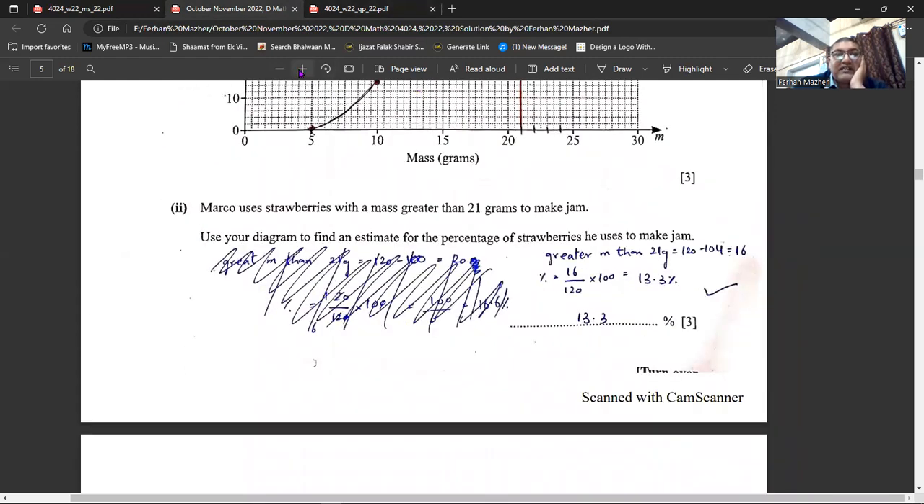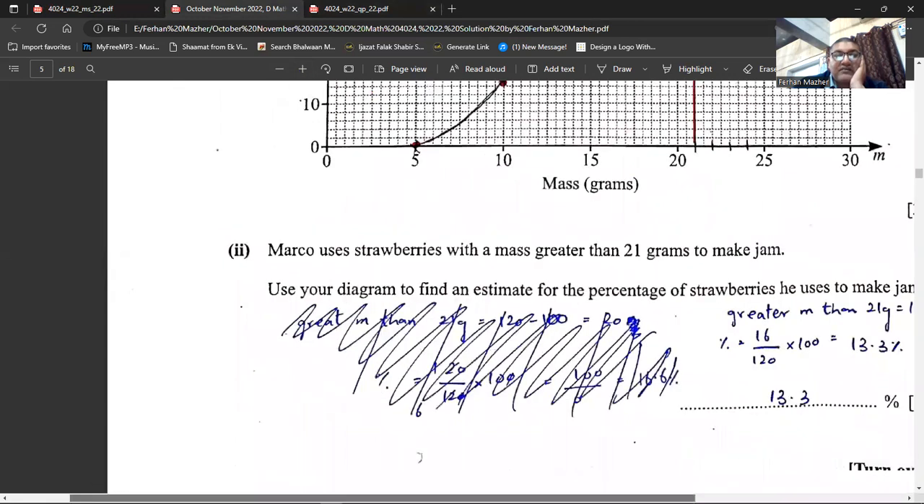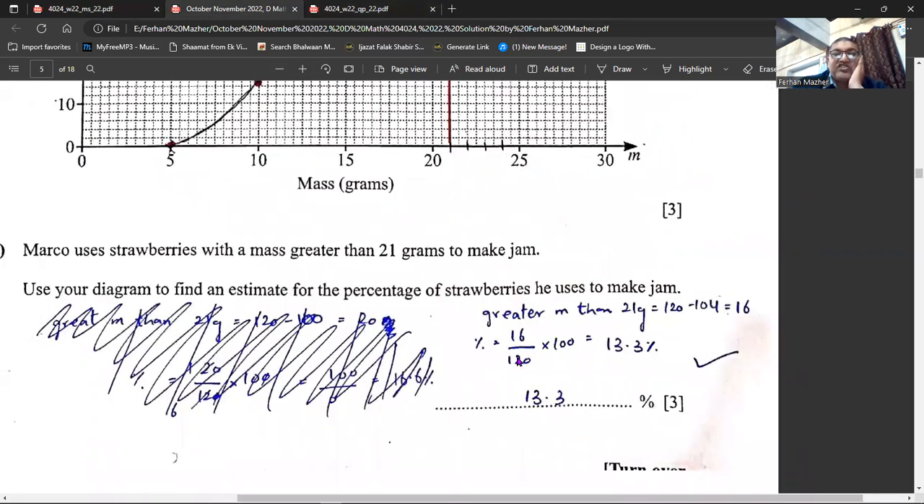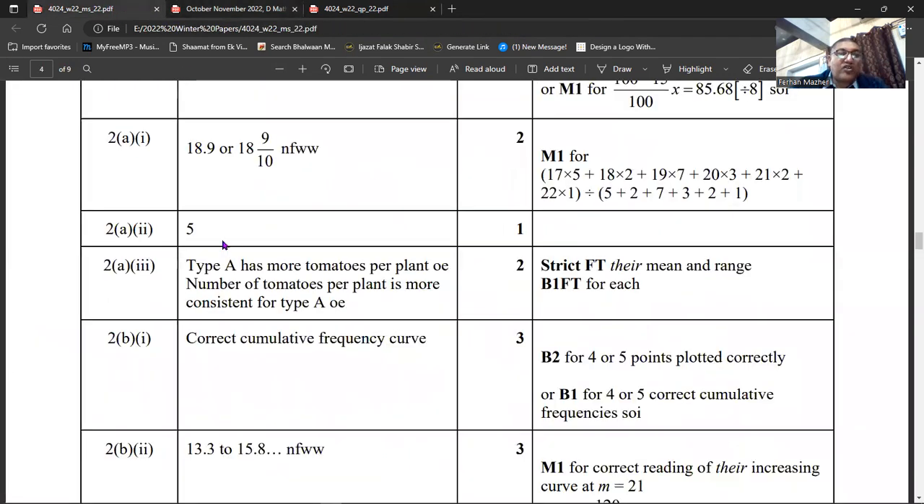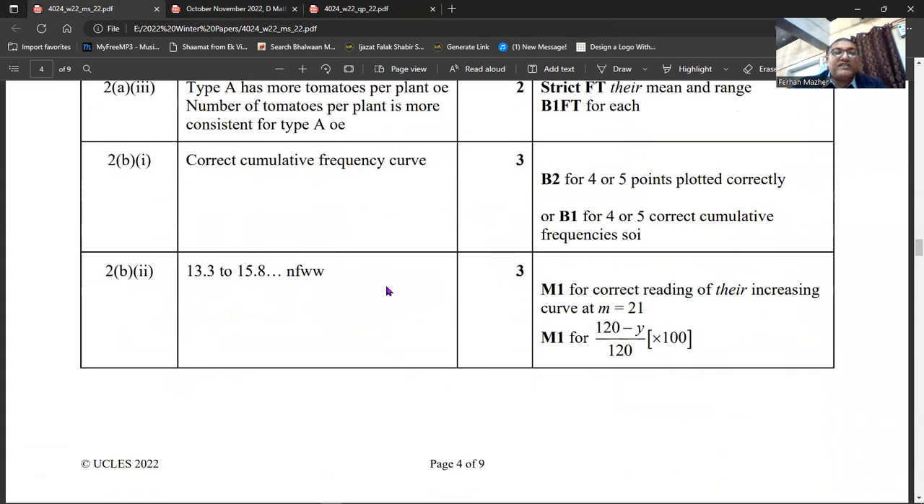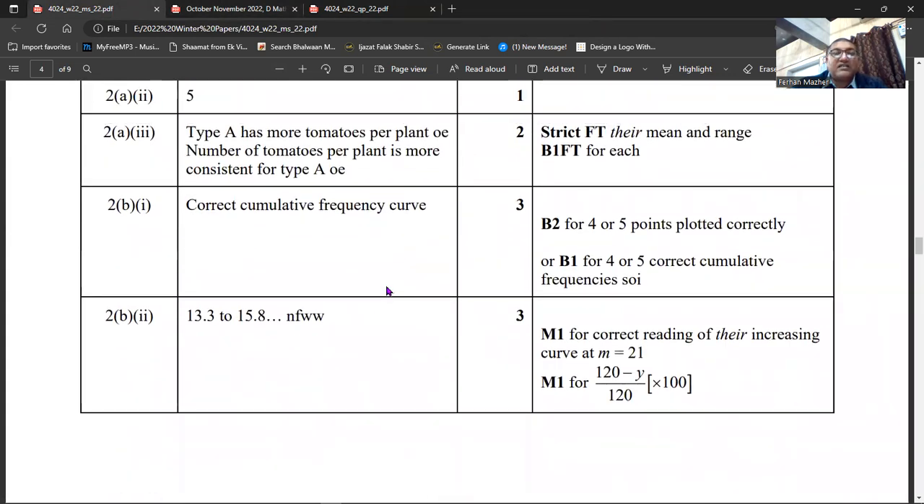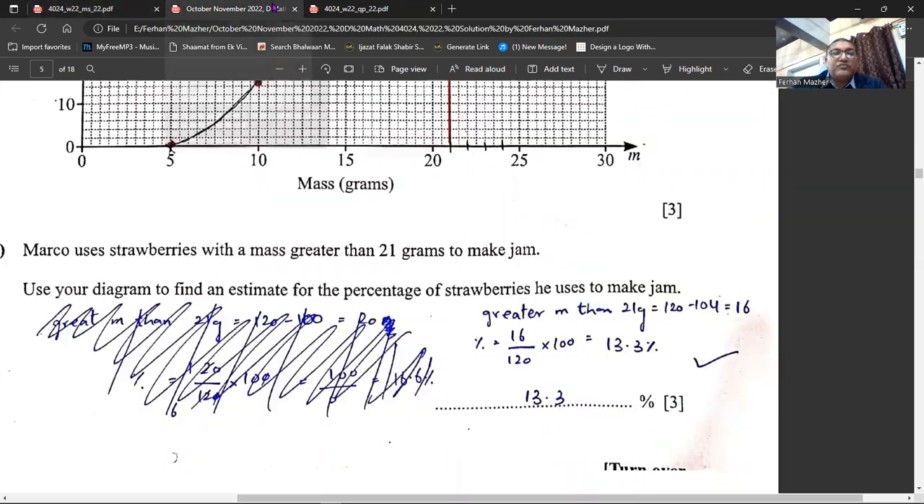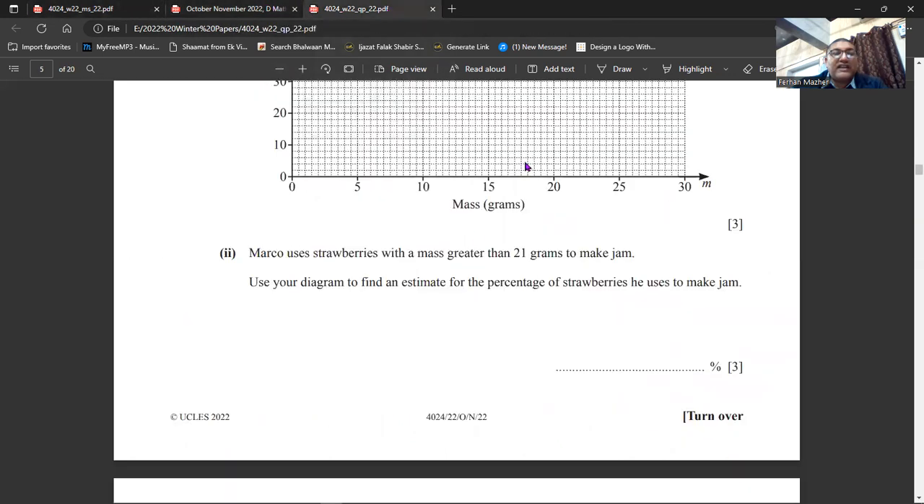So here I have written that. So it will be 16. The total strawberries are 120. So 16 by 120 multiply 100, and that will be 13.3%. So that is 13.3% strawberries. 13.3% is the right answer, sir. And that is question number 2B. And this is the solution.